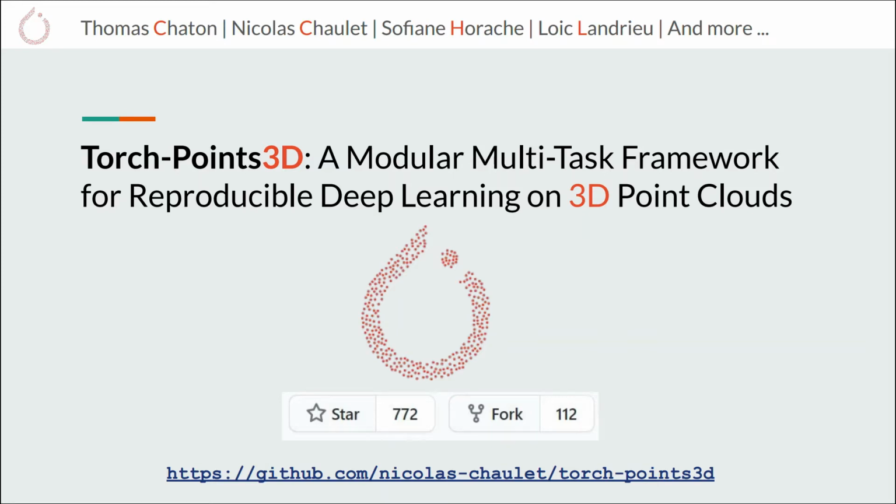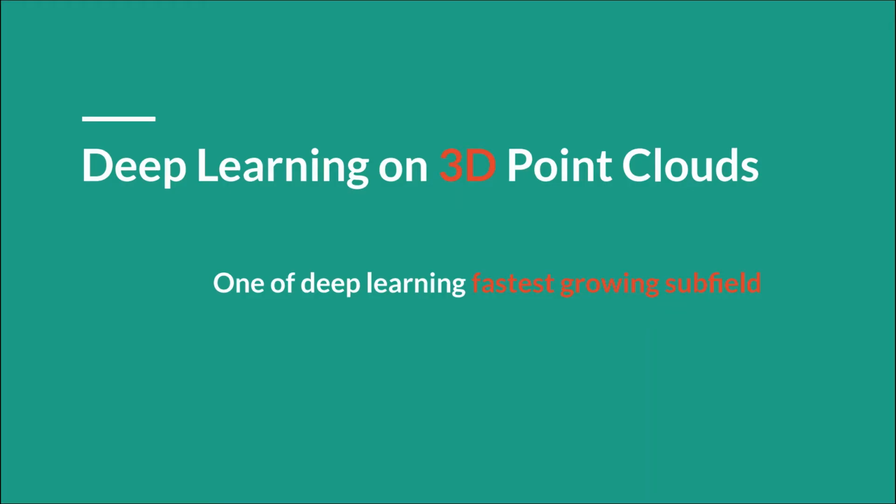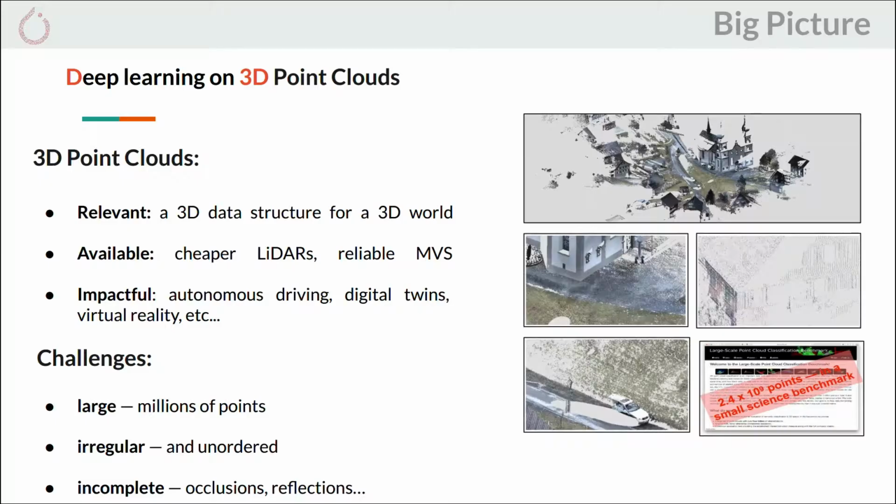We introduce TorchPoint3D, a new open-source framework for training deep networks on 3D point clouds. 3D deep learning is one of the fastest growing fields in computer vision, as seen with a sharp increase in the number of dedicated papers. 3D point clouds have indeed a lot going for them. Most importantly, they are well suited to describing our 3D world. They can be produced cheaply and reliably with multi-view stereo techniques or very precisely with LiDARs.